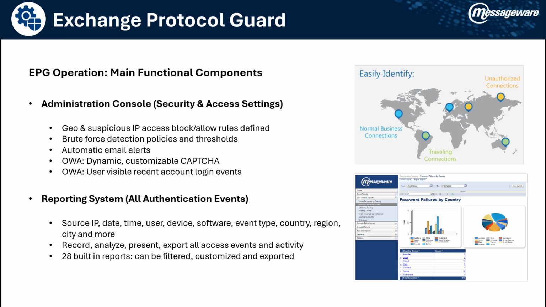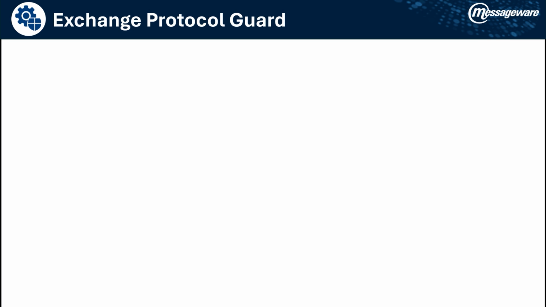Exchange Protocol Guard has 2 main functional components. The first is the administration console. This is where you configure all of your security and access settings, and you can see several of them listed here. We will cover these features in depth in the accompanying demonstration video. The second major component is the reporting system. This is where all incoming authentication events are recorded, including source IP, date, time, user device, and geolocation data such as country and city. Everything is stored in a database and easy to access when needed, whether for troubleshooting or usage reporting.